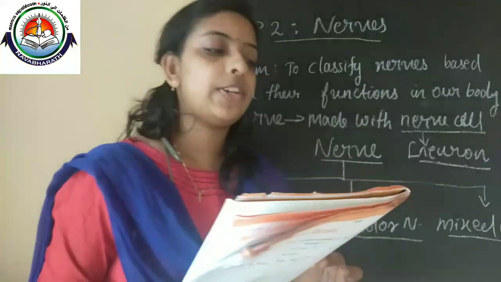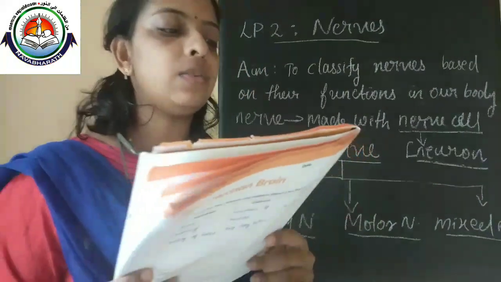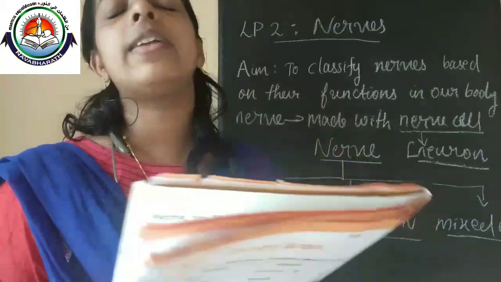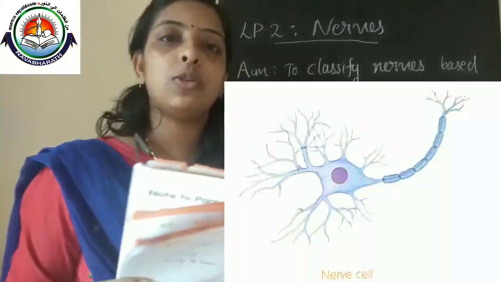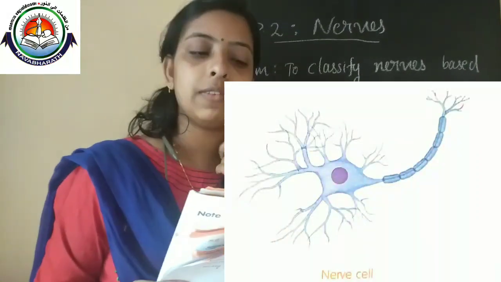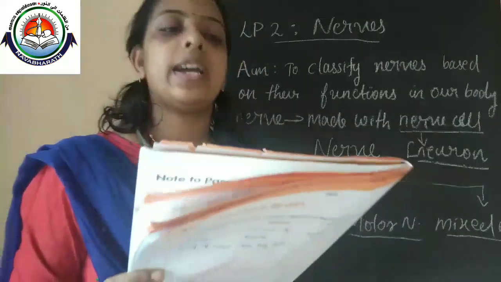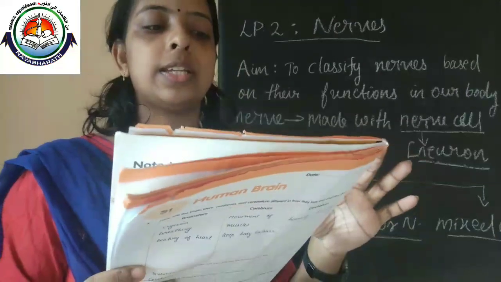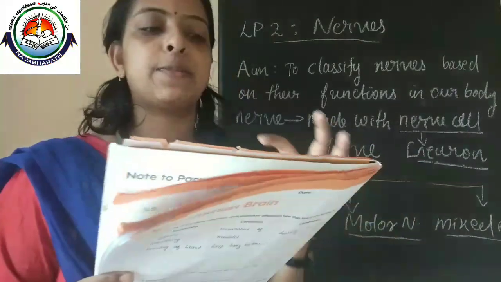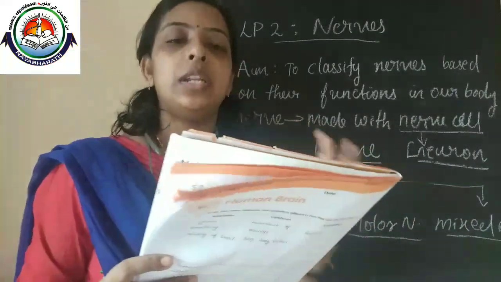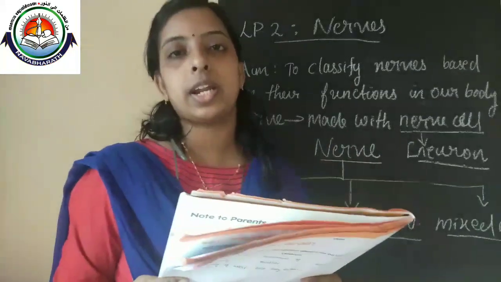Okay, that is the first question answer. And the second one: draw a nerve cell and describe it. In your textbook, the diagram of nerve cells is given. You have to draw that diagram in the space left here, and then describe it.